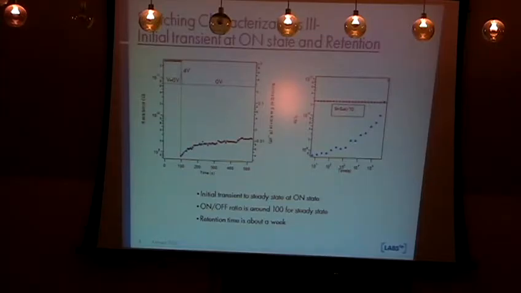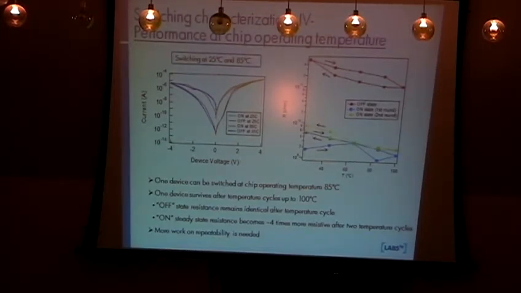And so for this initial transit and on state, I will talk more later in the second part of today's talk. Here, we also have some very preliminary data on the device performance and chip operating temperature. And we find there's one device which can be switched at 85 C. And as shown by the data here, there's another device which survives after the temperature cycle up to 100 C.